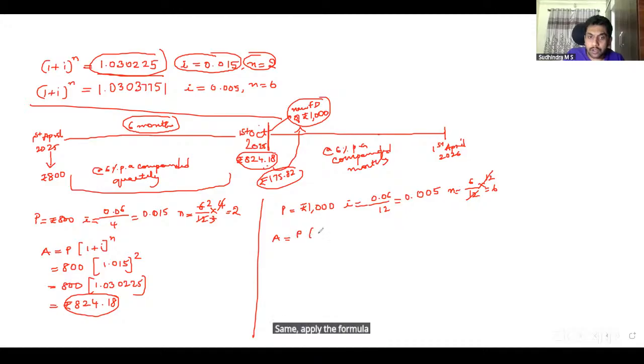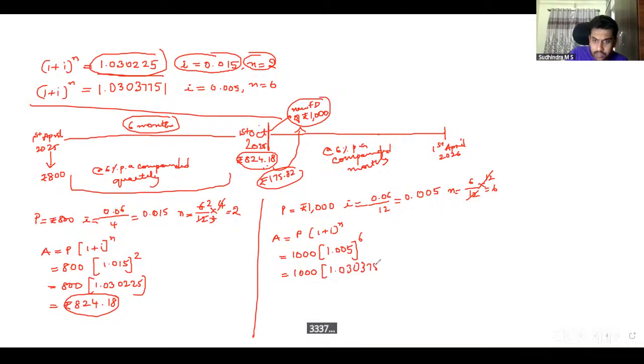Same, apply the formula. A is equal to P into (1 plus i) to the power n. That is, P is 1000 into 1.005 to the power 6. What is 1.005 to the power 6? 1.030337. Correct. 1000 into 1.03037 or 78, whatever it is.